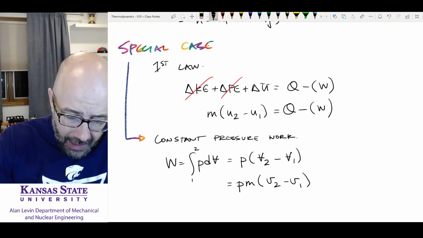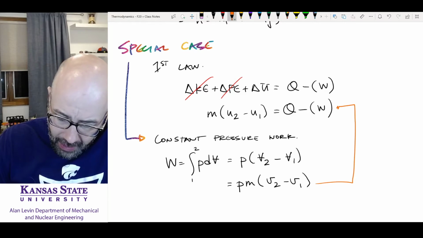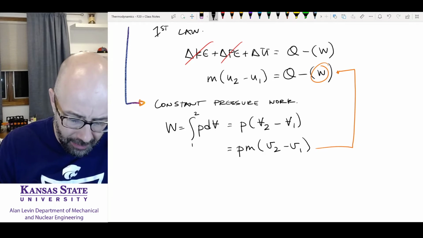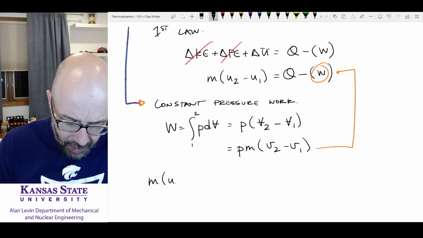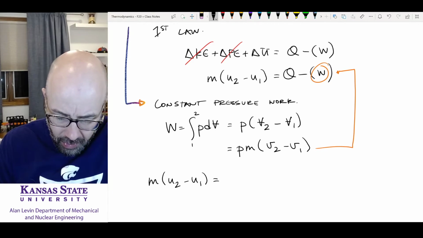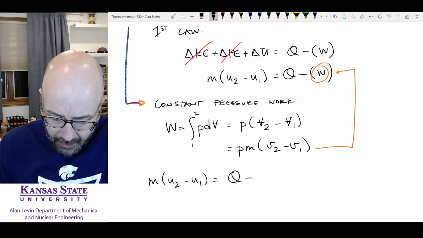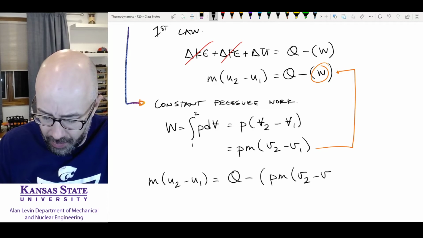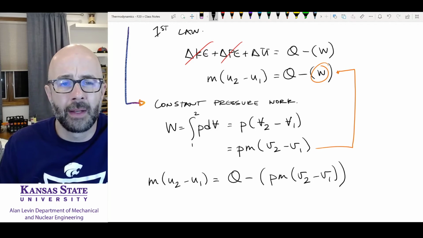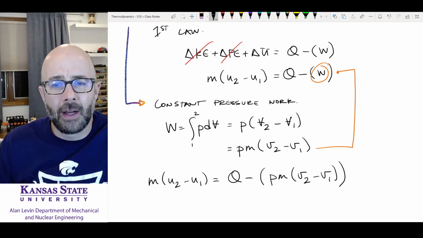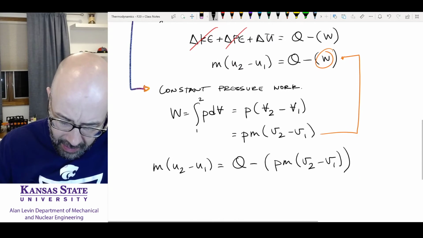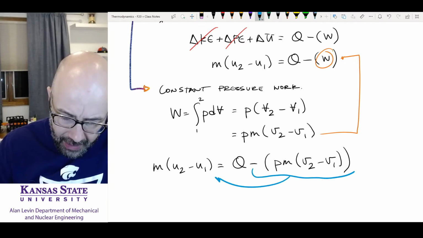Now, I'm going to take this and plug that in for work, for constant pressure work. So this is what my equation now looks like: mass times internal energy 2 minus internal energy 1 is equal to Q minus pressure times mass times specific volume 2 minus specific volume 1. That's great and all. What happens if we now move that term to the other side of the equation?